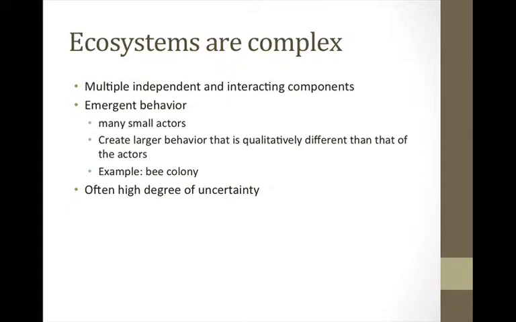The social activity of a bee colony leads to a whole different structure than you'd expect if you just studied individual bees or ants. And because individual actors are doing things and there can be a lot of possible outcomes, this leads to a high degree of uncertainty, and we're going to talk about that in week 7. So the idea is, if ecosystems are complex, how can we try to manage those?